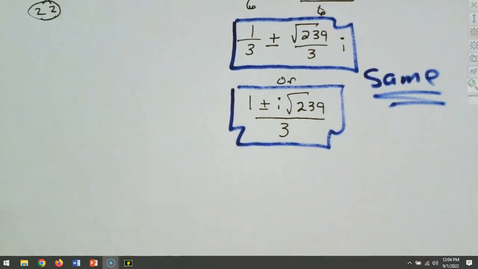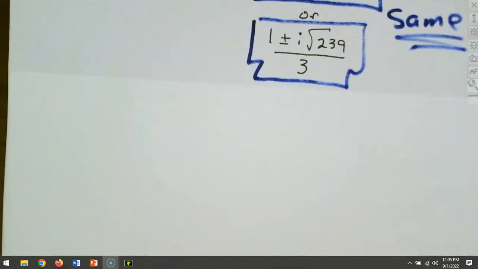Let's do a couple more of these. Let's do another one that has fractions in it. This one's actually a little bit easier to clear out.